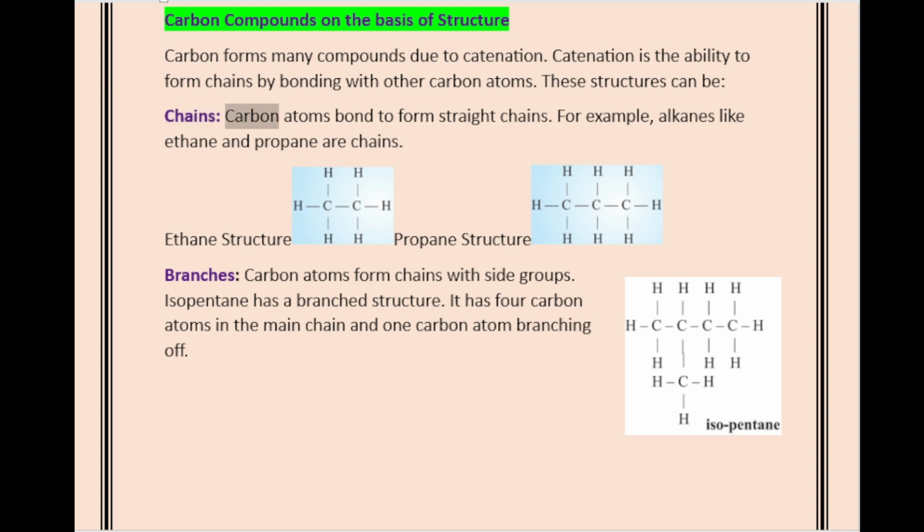Chains. Carbon atoms bond to form straight chains. For example, alkanes like ethane and propane are chains. Ethane structure, propane structure.